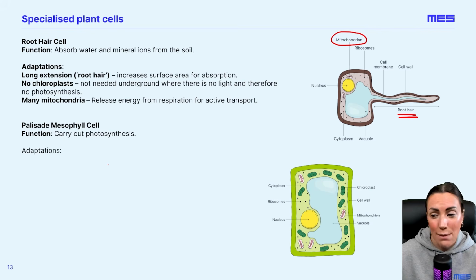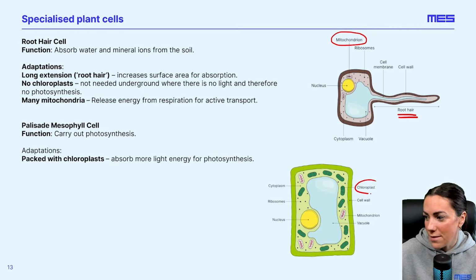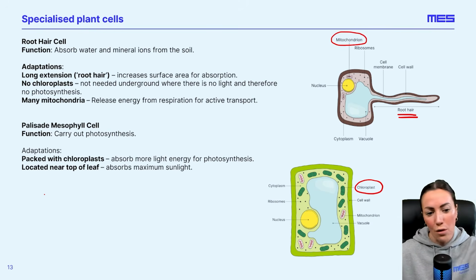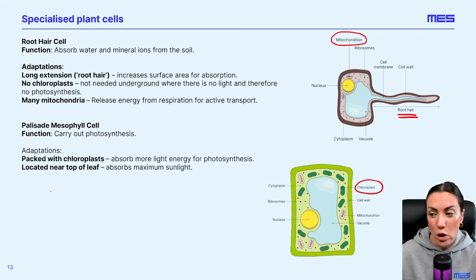So think about the adaptations. Well, it's going to be packed with chloroplasts. Remember, chloroplasts contain chlorophyll, so they can absorb light energy for photosynthesis. It's all about maximizing the rate of photosynthesis in these cells. They're going to be located very near to the top of the leaf. Just above them, you have what we call the upper epidermis, but they are right below that. So near the top of the leaf, again, this is to absorb maximum sunlight for photosynthesis.